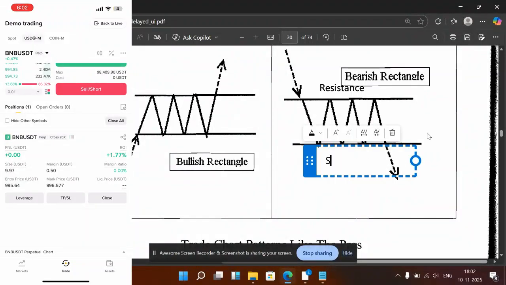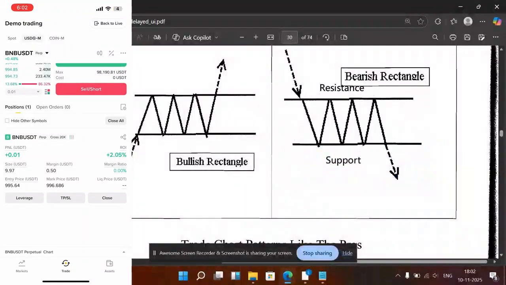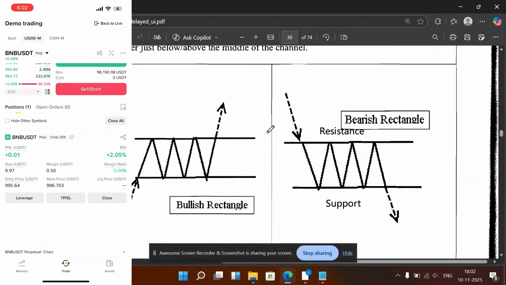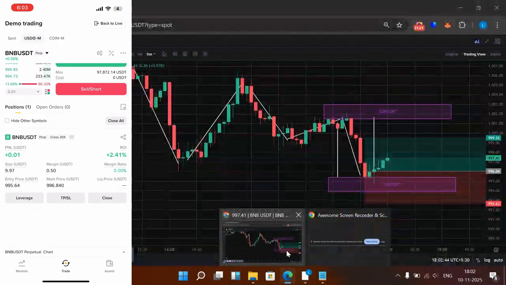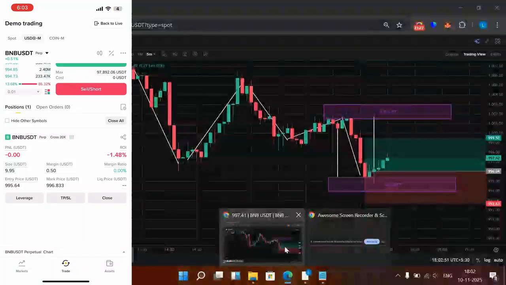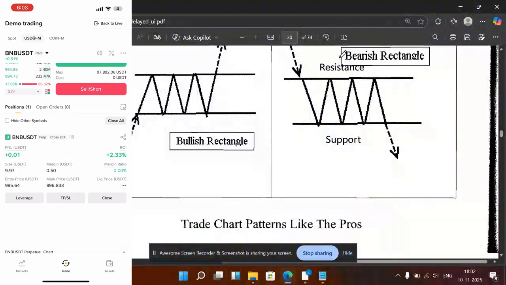So support is going to be this. Perfect. This is the support line, the support level. Now we are at 1% only, 1.77, but it's going to grow. We are going to wait for it. Yes, it's definitely going to go even more bullish. We're going to have to wait. This is a patience game, guys.